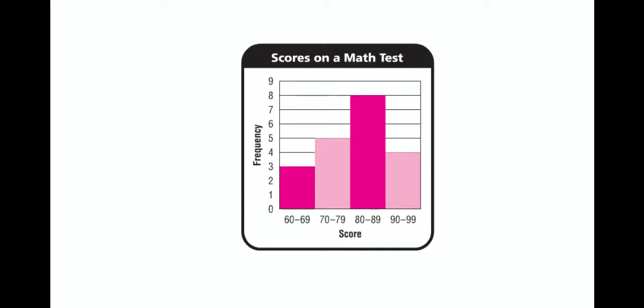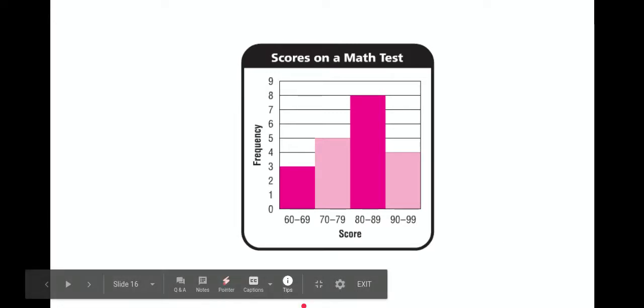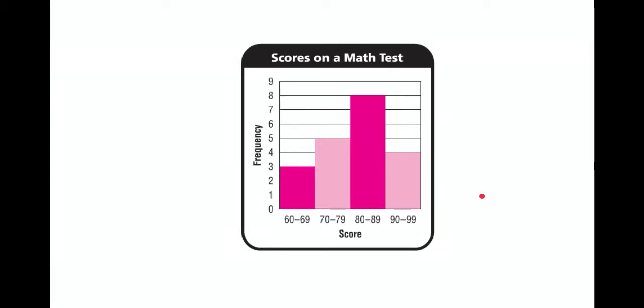The question was, how many people scored from 60 to 69 on the test? That would be 3. And you can see that if your bar is correct, it should stop right here at the 3. All right, that's the only construction you had to do. The rest of you are just interpreting histograms.